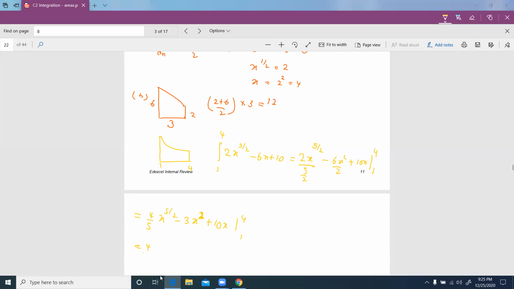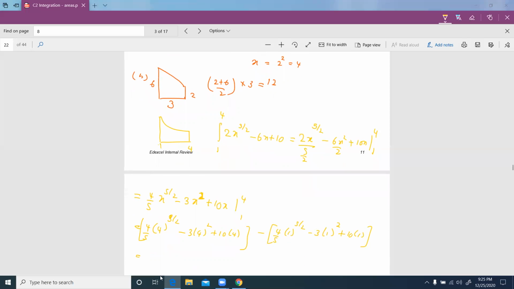So you can substitute 4 into this: 4 over 5 times 4 to the power 5 over 2, minus 3 times 4 squared, plus 10 times 4. Then minus the substitution of 1: 4 over 5 times 1 to the power 5 over 2, minus 3 times 1 squared, plus 10 times 1. So you get the answer 49 over 5.